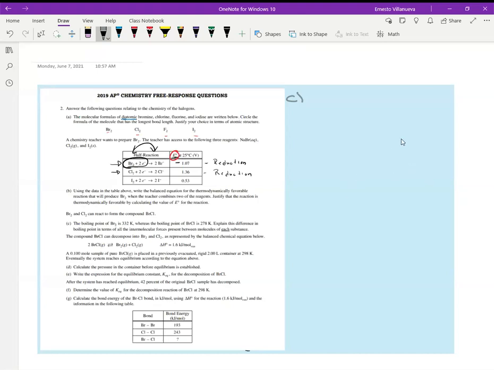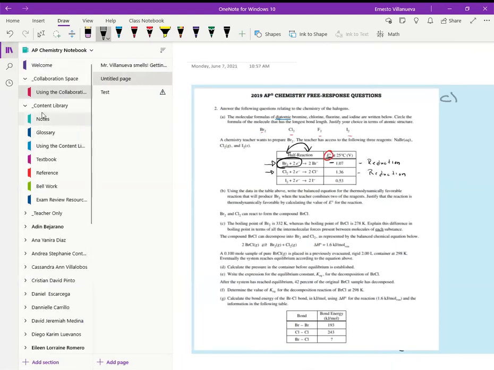It says the boiling point of bromine, Br2, is 332 Kelvin, whereas the boiling point of bromine chloride is 278 Kelvin. Explain the difference in boiling point in terms of all the intermolecular forces present between the molecules of each substance. So we talked about this a little bit last week. I'm going to go ahead and just review that with you guys real quick.